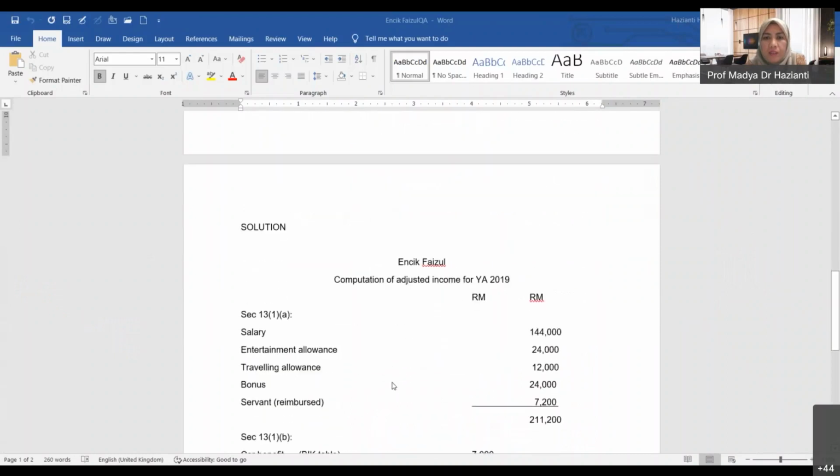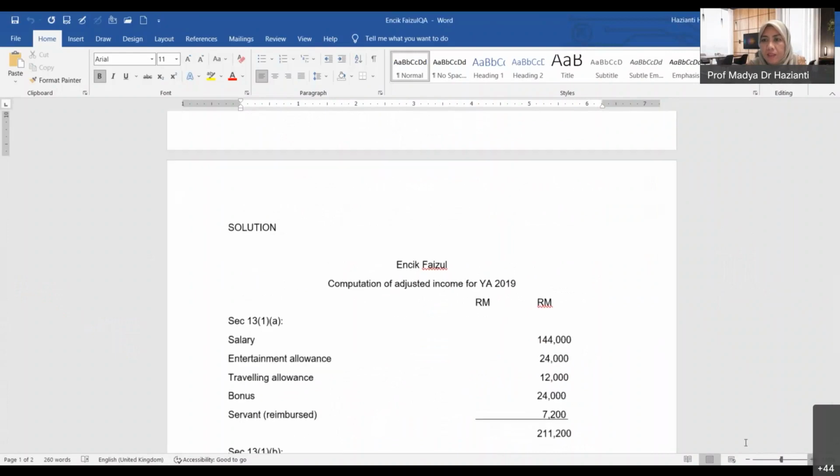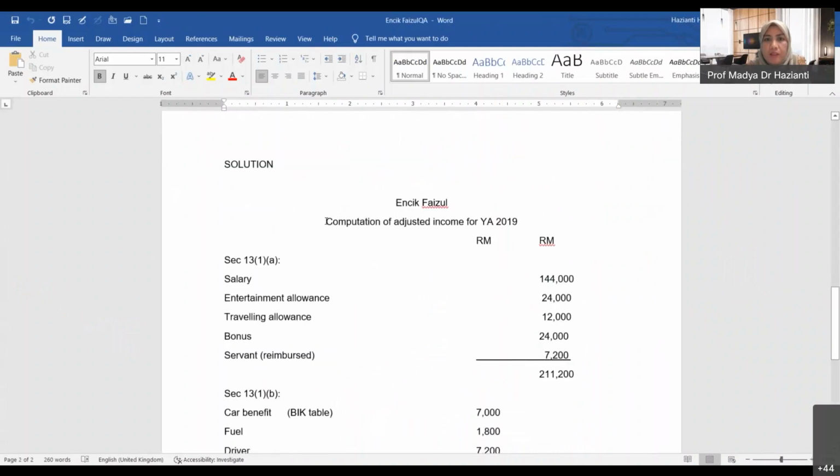So here we have it. Again, this is how you should present your answer. The name, the computation we are calculating, and always start with section 13(1)(a). So here we have the salary, right? Everything is calculated here: entertainment allowance, travelling allowance, bonus, and servant reimbursed. Okay, so 211,200. Next we look at section 13(1)(b).